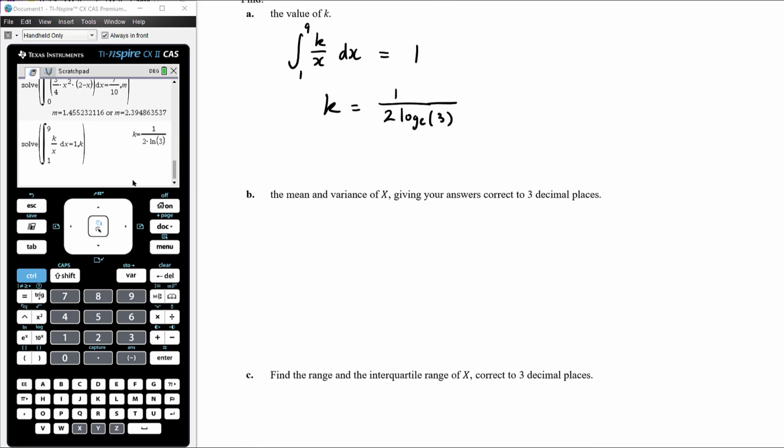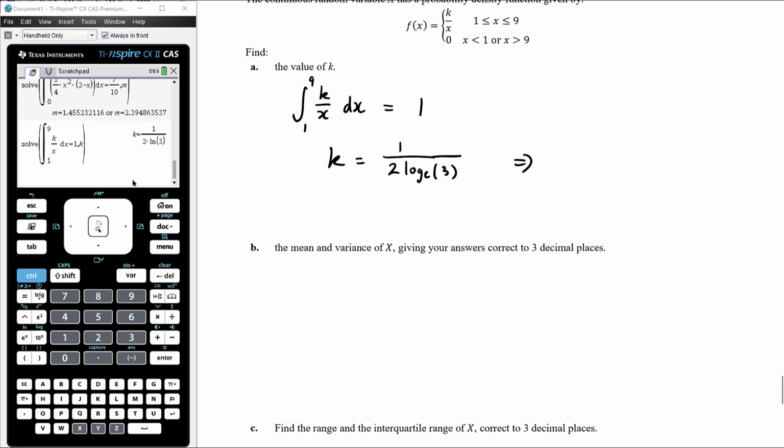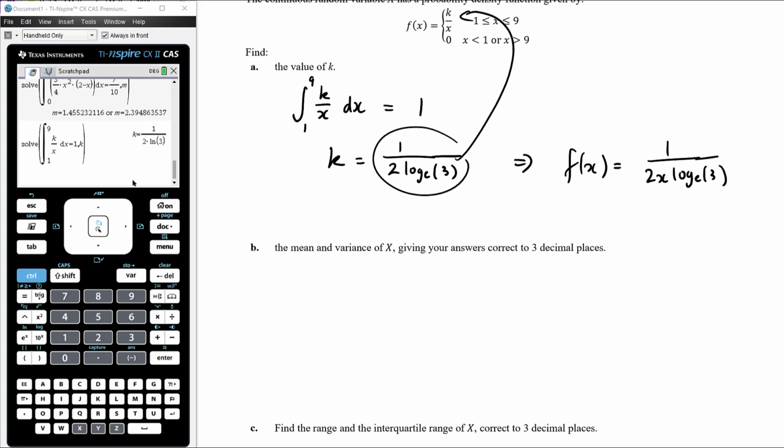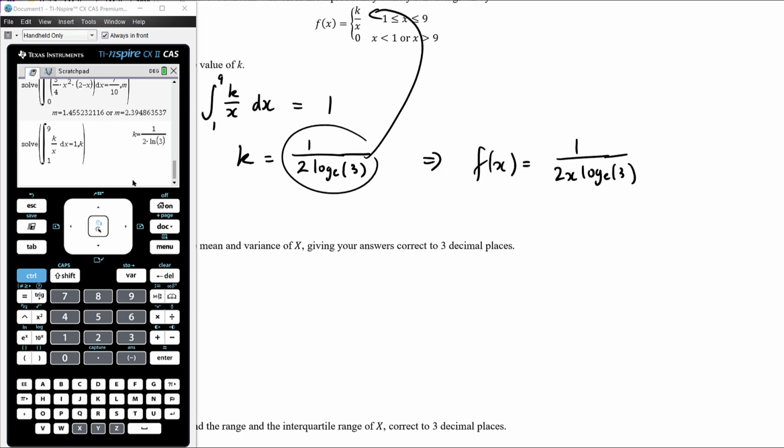Okay, so find the mean and variance of x, giving your answers correct to 3 decimal places. This means our probability density function is now 1 on 2x times log e of 3. I'm just putting that back in there. Obviously the x you can write after or before. I'm just going to write it that way, where x is between 1 and 9. That's essentially the probability density function we're dealing with.